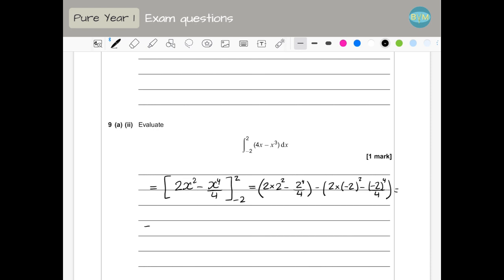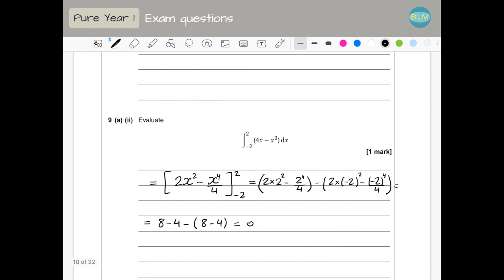And this is going to be equal to, I have 2 cubed, which is 8. You can do it with the calculator. This is 16 divided by 4, 4, so minus 4. And then minus, and I have exactly the same because this one is squared times by 2 is 8, and then minus 4, which means this is going to be 0.